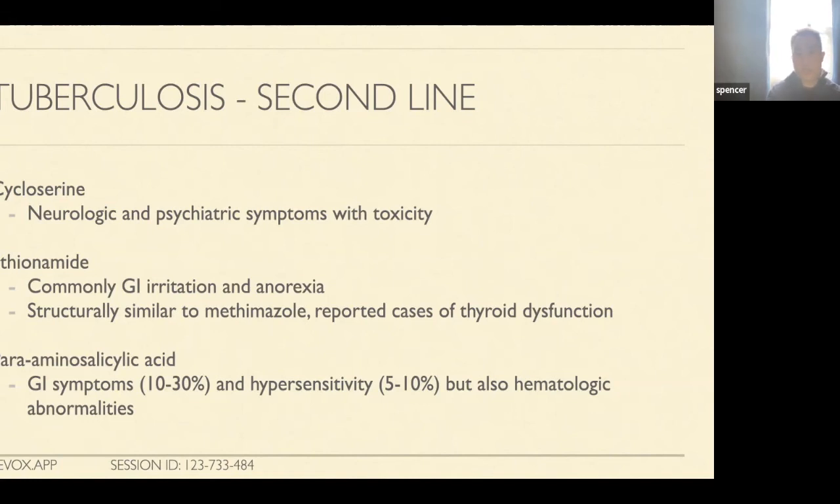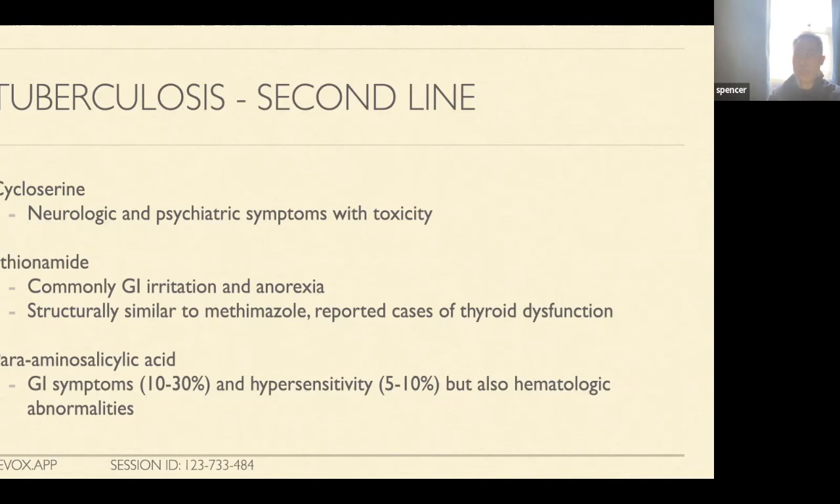Ethambutol is another second-line medication. It's a prodrug that causes cell death by disrupting mycolic acid biosynthesis. It's rapidly absorbed, widely distributed. It crosses the blood-brain barrier. The most common effects are usually GI irritation and anorexia. You might also see orthostatic hypotension, depression, drowsiness. However, just know that it's also structurally similar to methimazole, and there have been reported cases of thyroid dysfunction. To stop the effects, stop the drug.